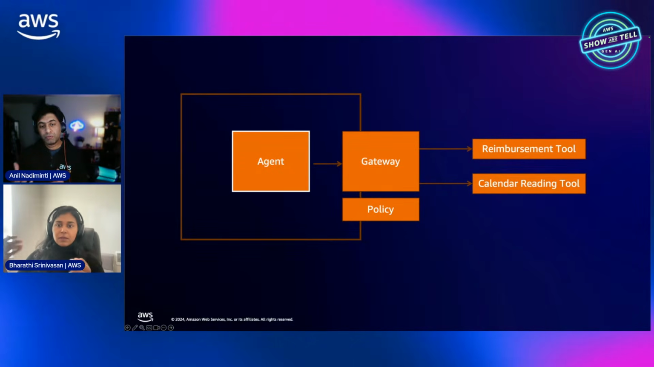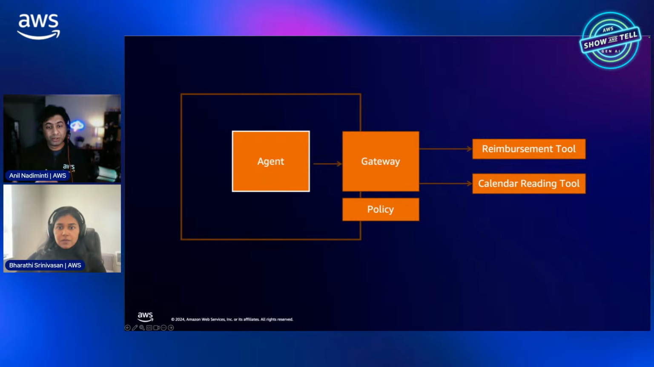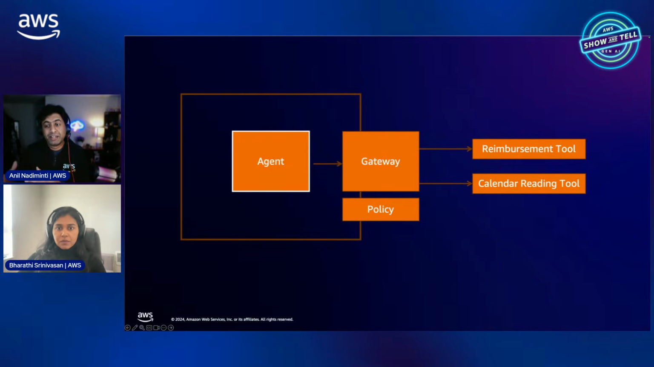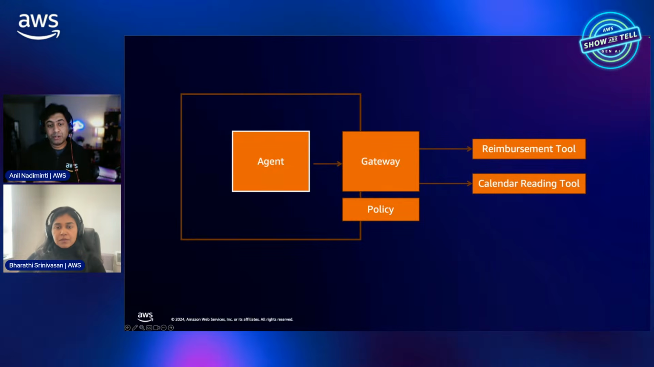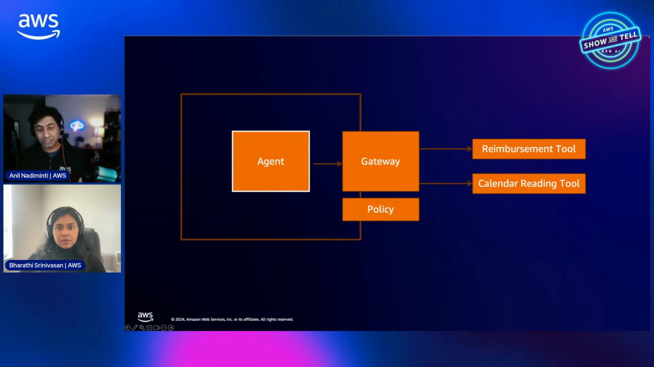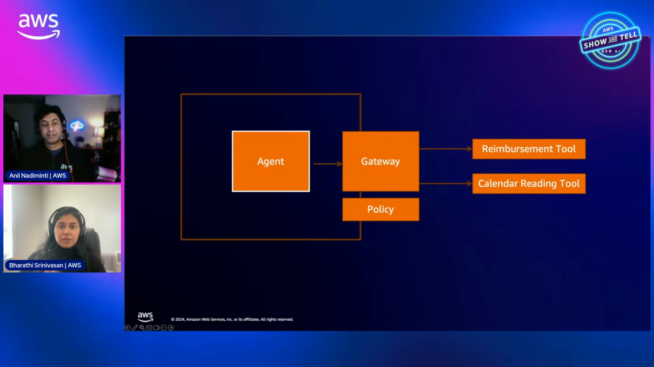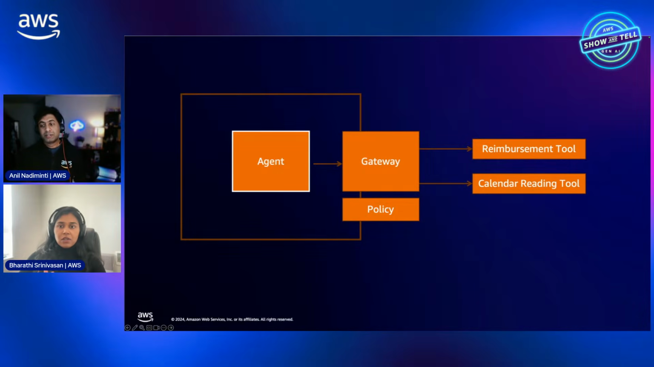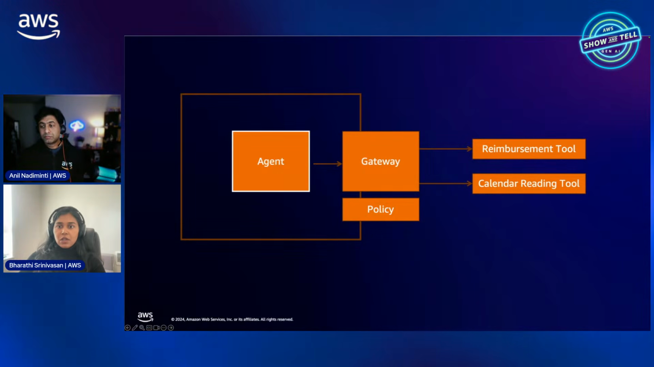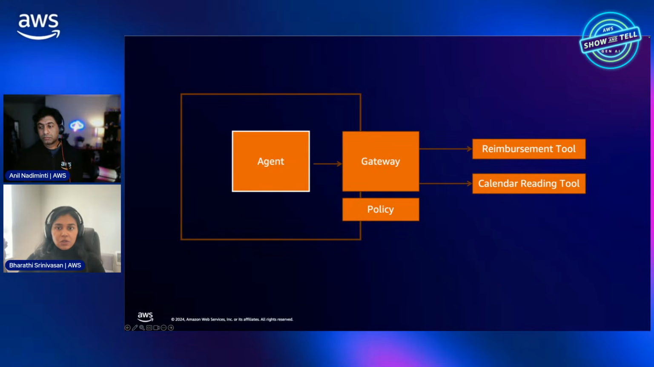Now, why can't we do this in the tool itself, right? We could write the logic in the reimbursement tool to not process refunds over $1,000. Why do we have to use the policy in this case? You can absolutely achieve the same goal of constraining the tool call in the agent code itself. You can just put these business rules into your tools, but this approach has a couple of downsides.